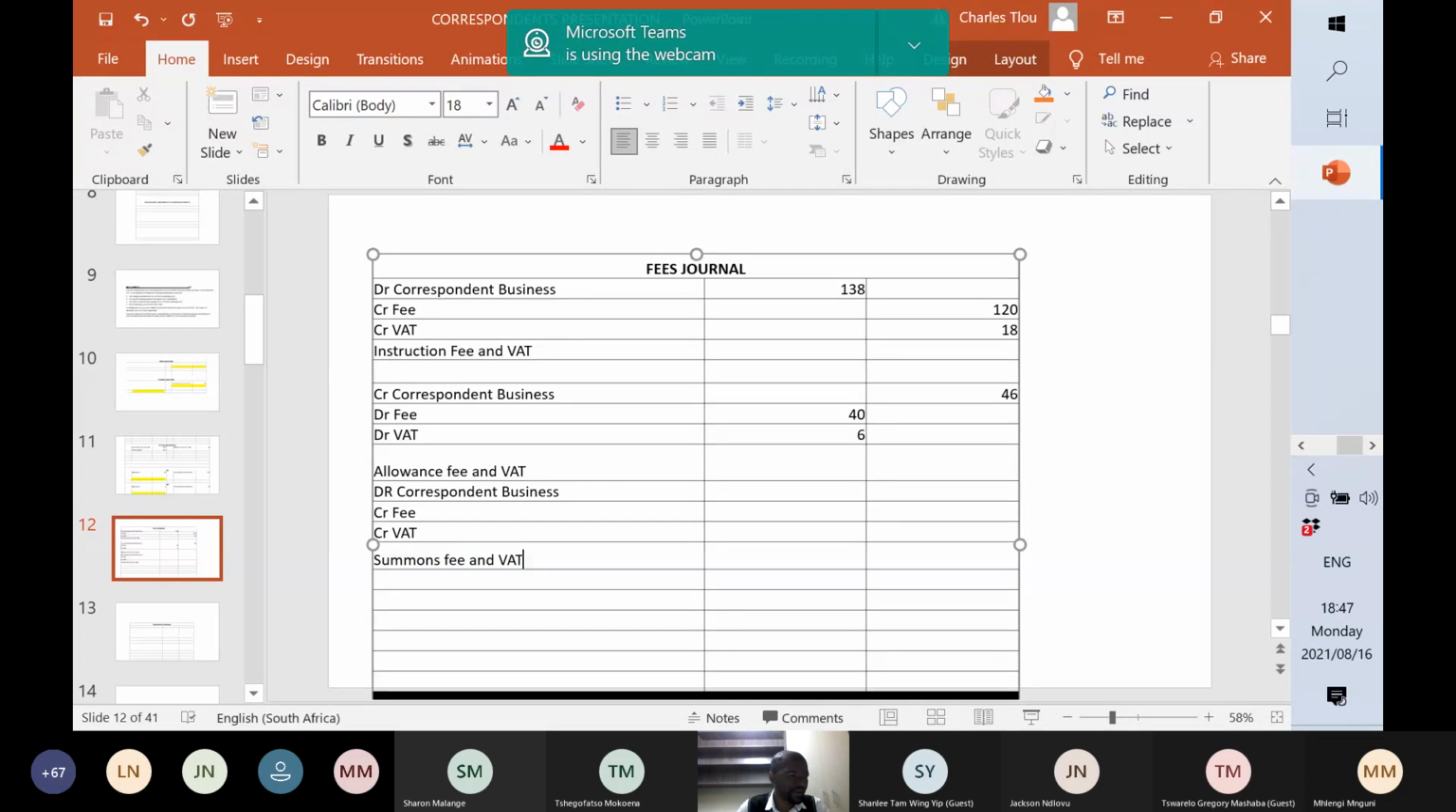Now we know that the fee there is 180. That means you are going to credit your fee here at 180. Yes, record that fee journal so that I'm not far ahead of you. Can you record that fees journal as I've recorded it there?